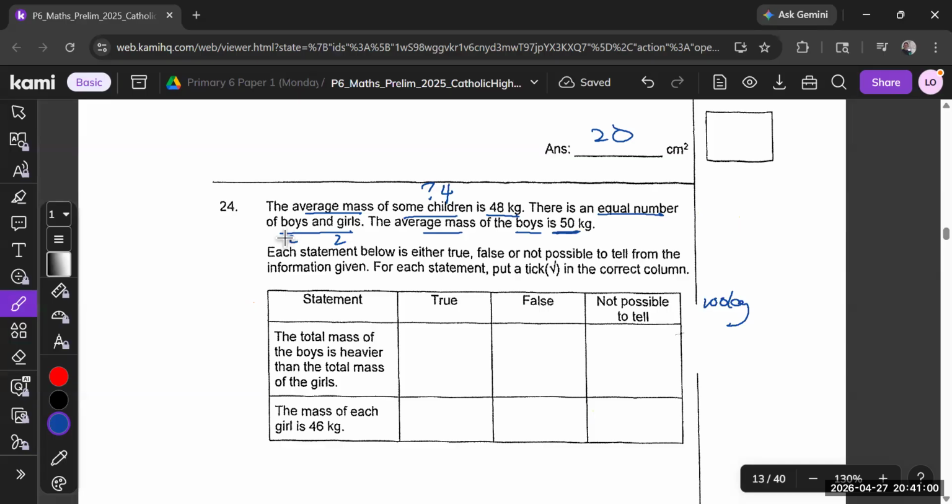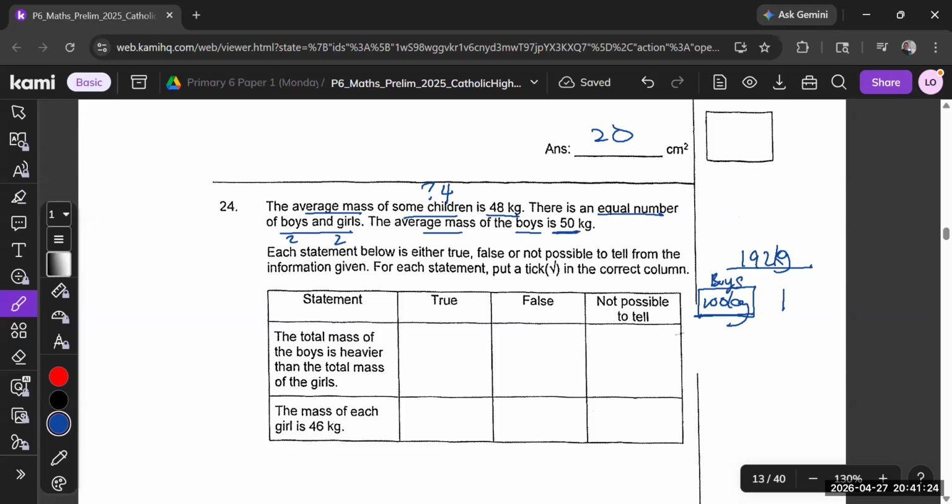A small example means what? Give a small number. 1, 2, 3, a very small number. So if there are 4 children, what is the total mass? Then 48 times 4. So 48 times 4 will be how many? 48 times 4 will be 192. So 192 kg is the total mass of the children. And this is the total mass of the boys.